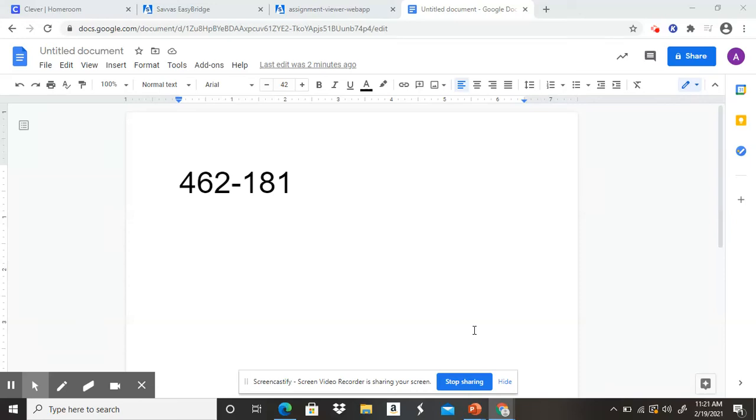This is going to be math for Wednesday of week 26. You have been using partial sums to find the answer to addition equations. Now you're going to be using partial differences to find the answer to subtraction problems. So the first thing we're going to do is start out with 462, since that is the number that you have at the beginning, okay?